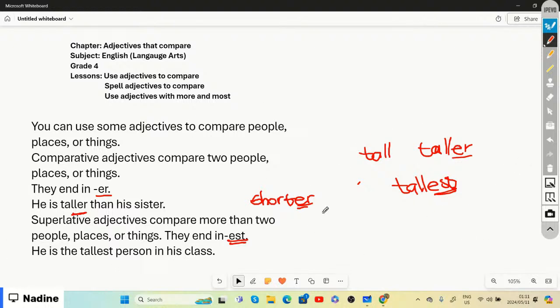And remember, if we are comparing someone to more than one person, then we use superlative adjectives, which end in est.